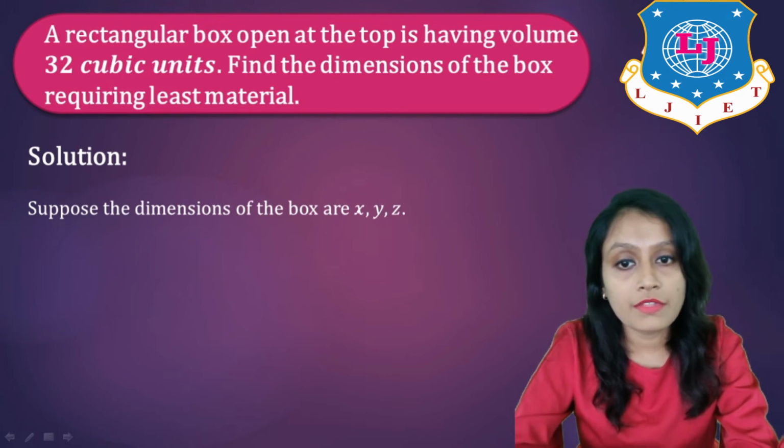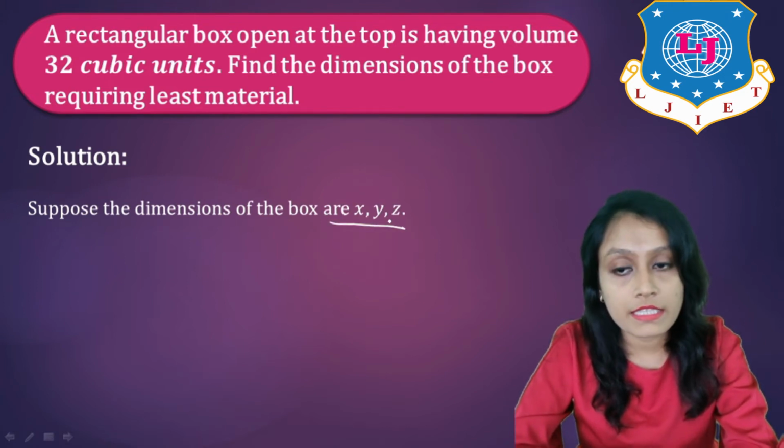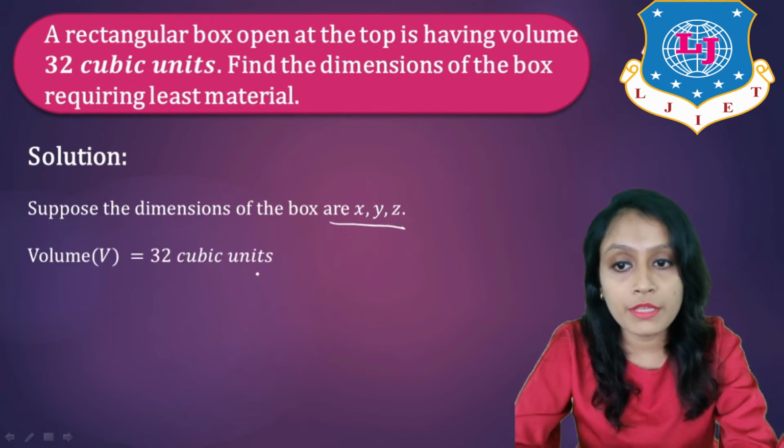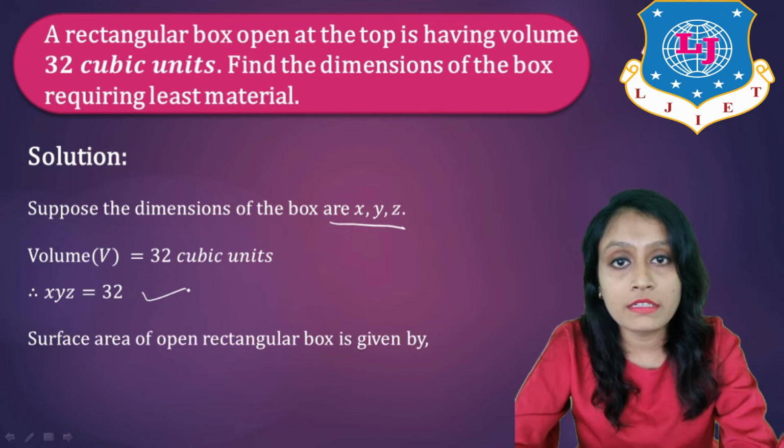Suppose the dimension of the box are x, y and z. Now the volume is given, that is 32 cubic units. So the formula for volume is what? X, y, z. So we have xyz is equal to 32. This is your constraint given.